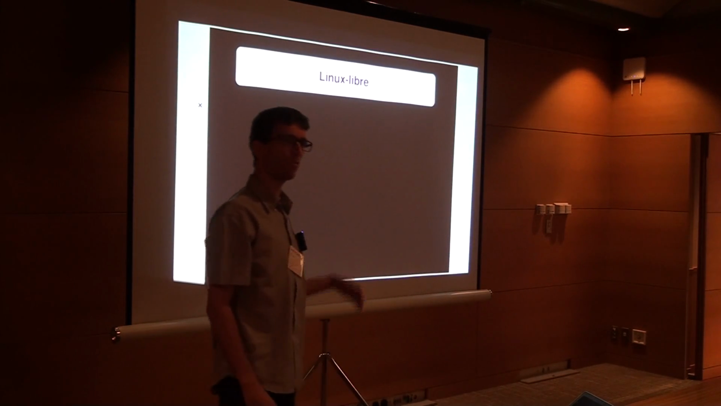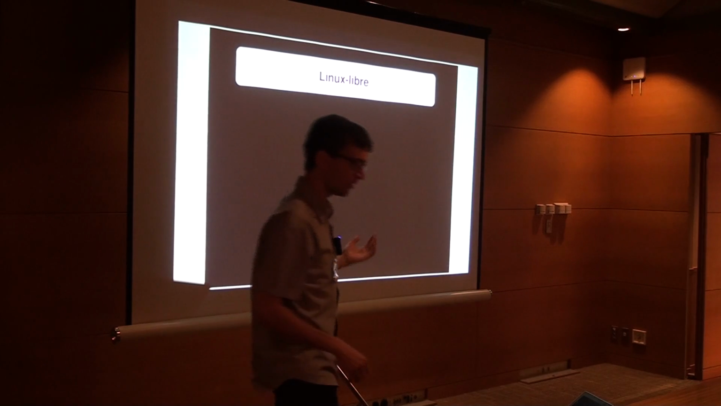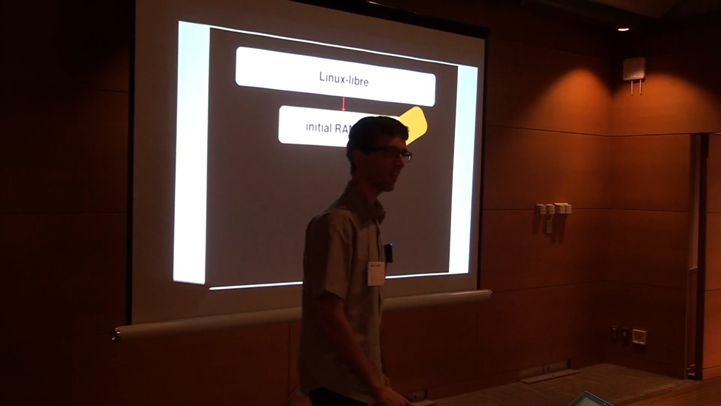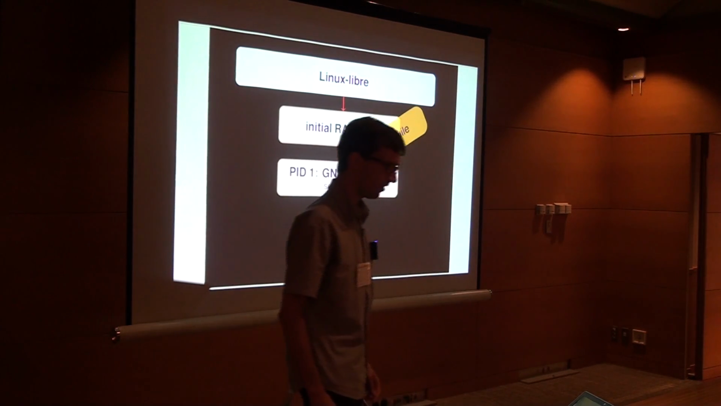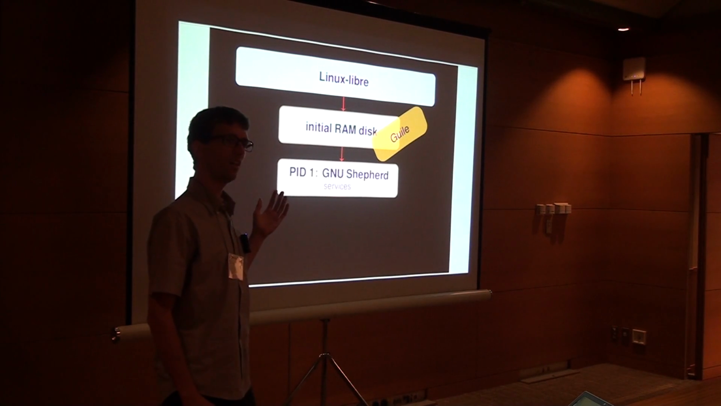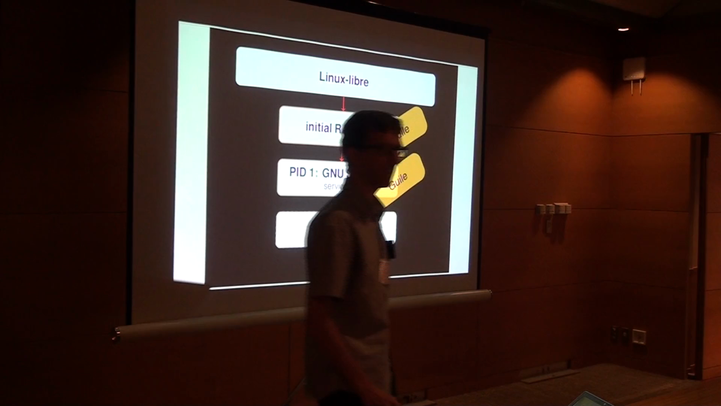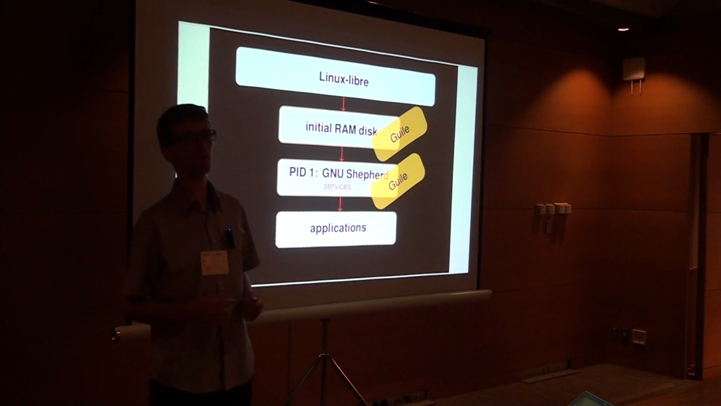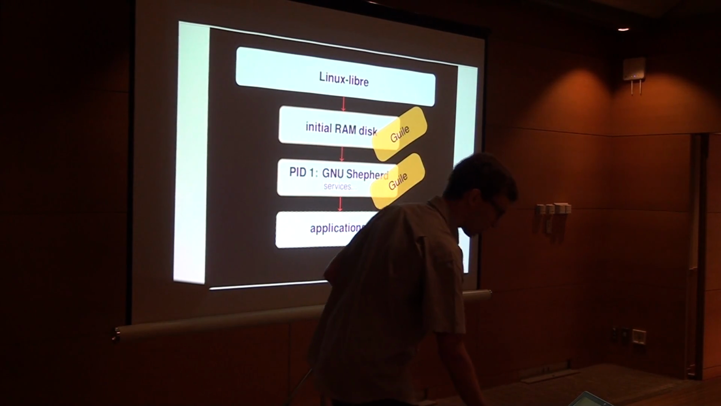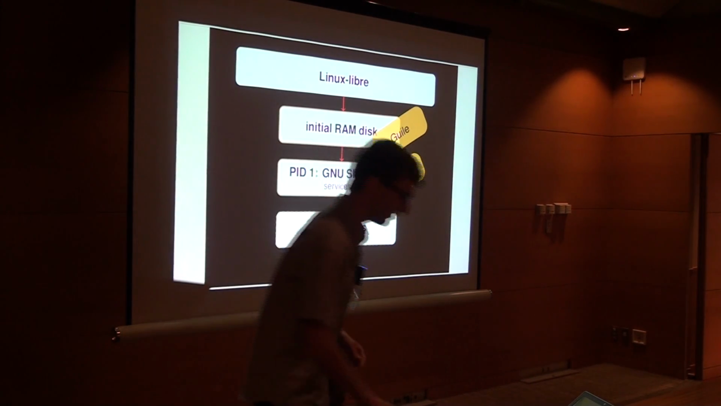So to summarize, when we boot the Guix SD, the Guix System Distribution, we have the Linux kernel, and then an initial RAM disk, and it runs Guile. Then we have the initialization system, which is called the GNU Shepherd. It's also written in Guile Scheme. And from there we have applications, which may or may not be written in Guile. So we have several layers of Scheme all around the place.